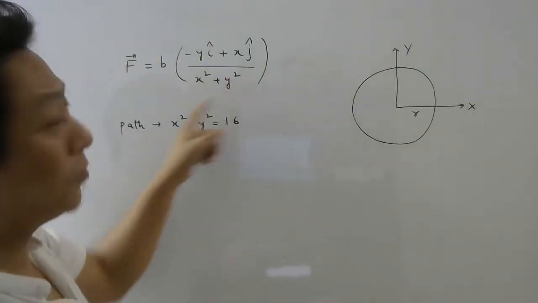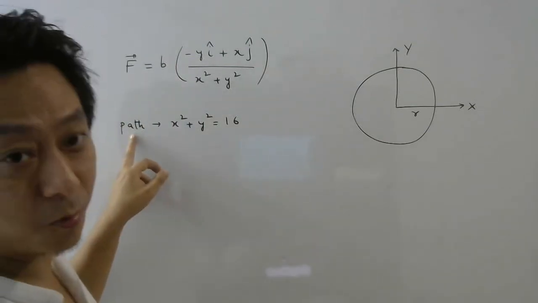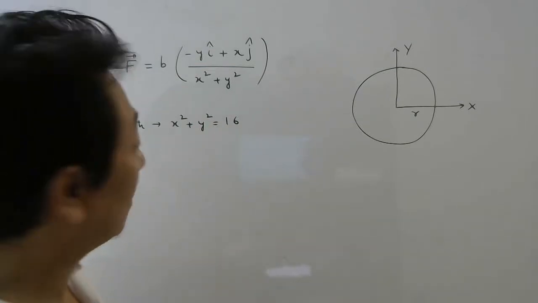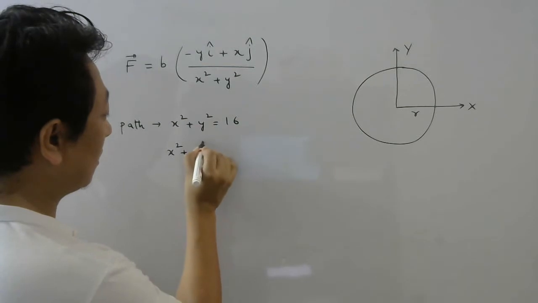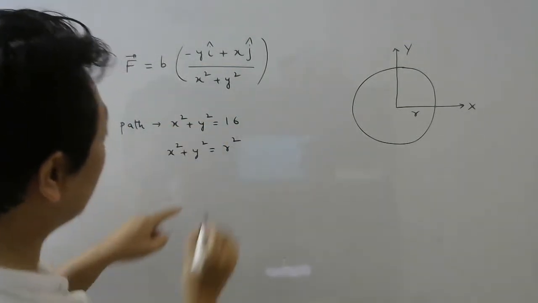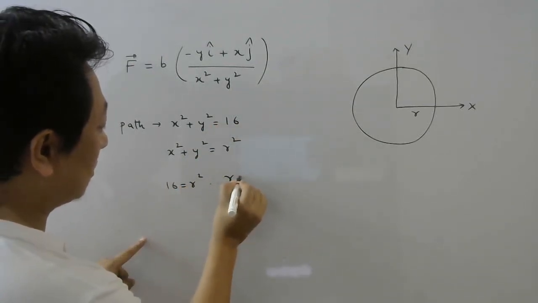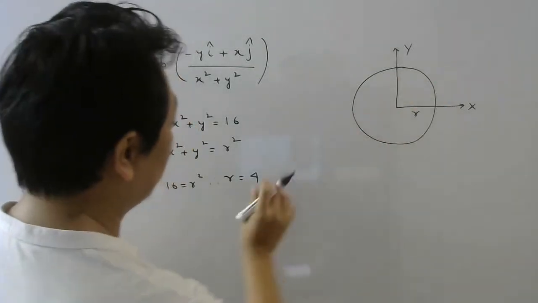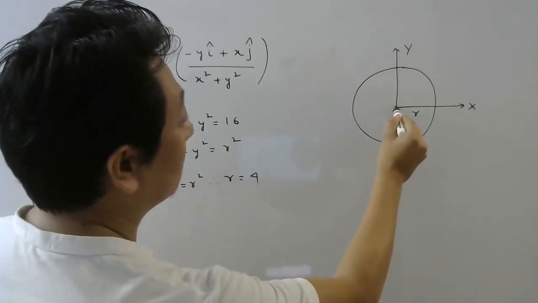So here is the given force, which is a function of x and y, and this is the path, which is a circle x square plus y square equal to 16. Now you know from maths that the equation of a circle is x square plus y square equals r square. So if you compare this, 16 should be r square. So the radius of this circle will be 4, right?